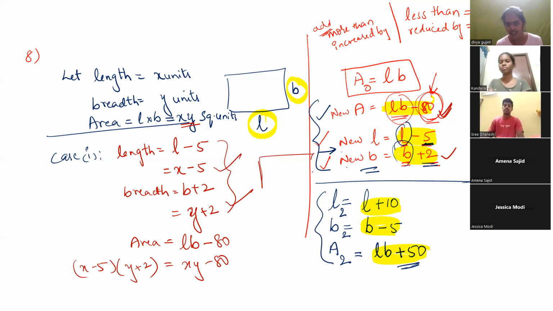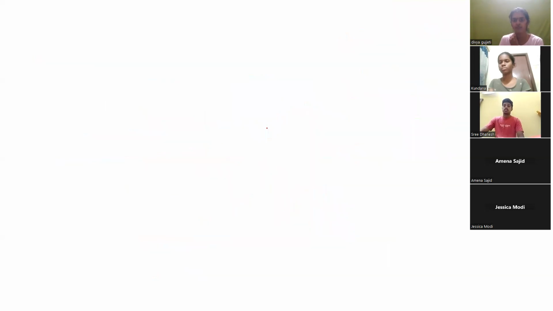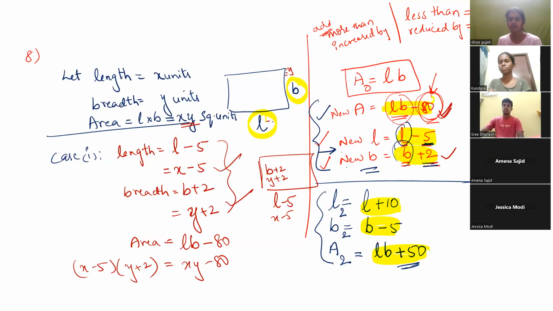Okay, so here in the new rectangle, I have length is nothing but L minus 5, breadth is B plus 2. L is nothing but X, so X minus 5. B means Y, so Y plus 2. Here also you can write, this is Y, B means Y, L means X. Okay, so in this new rectangle, you can find area here also.